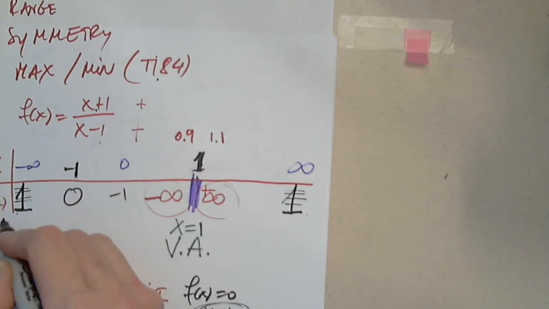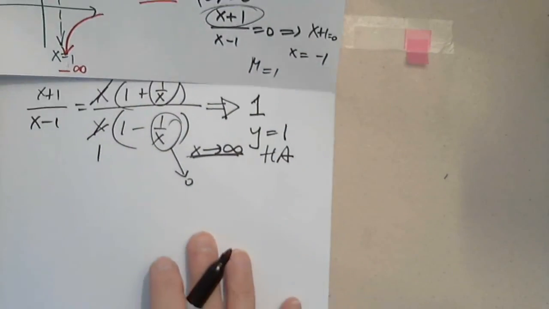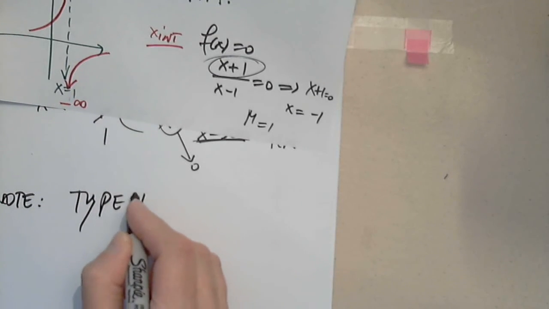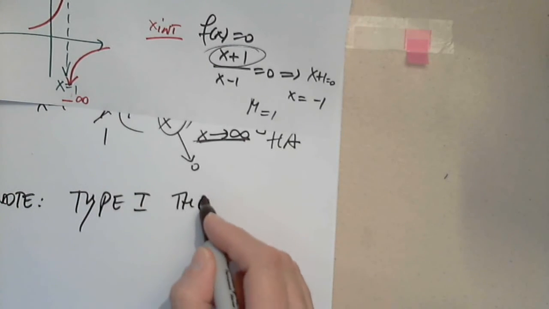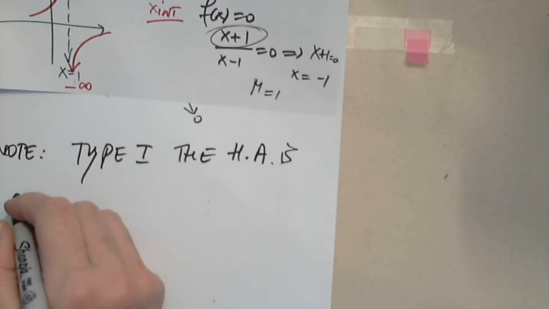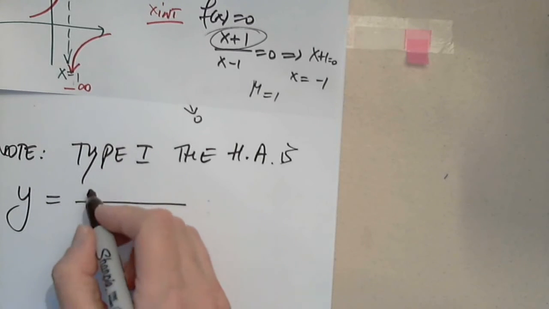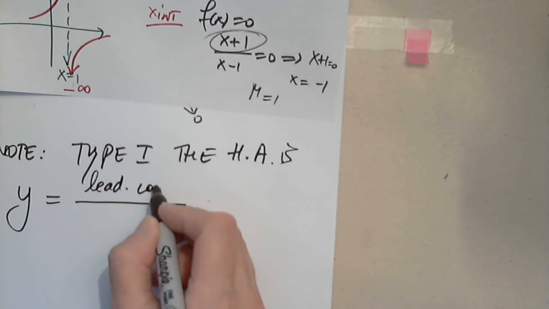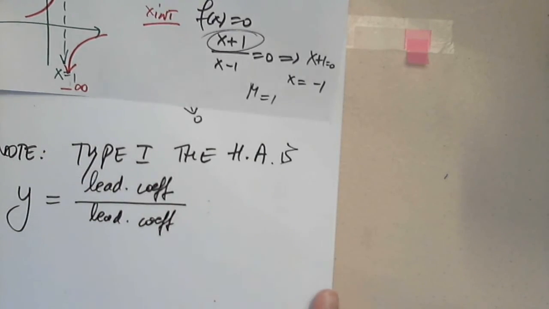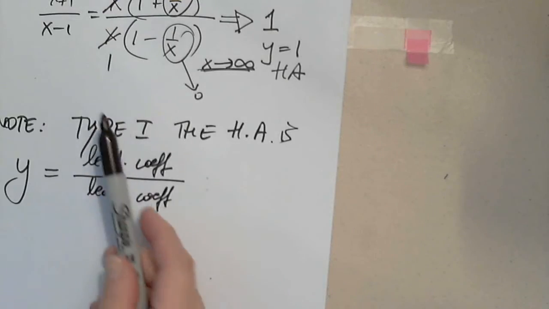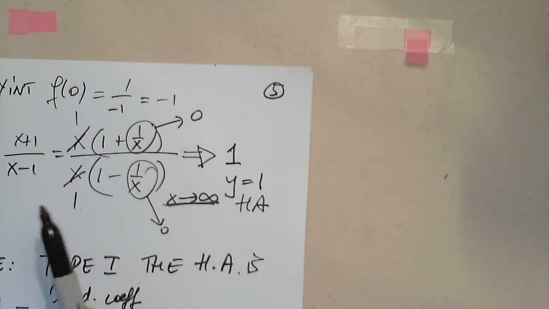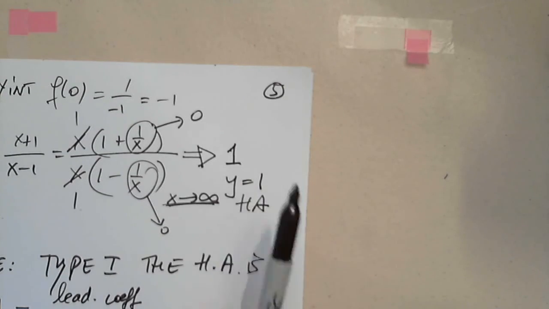And here's the shortcut. So here's the note. For type 1, the horizontal asymptote is y equals leading coefficient over leading coefficient. So you don't have to do it like this. I'm not going to ask you to do this at all, ever. I just want you to see how we get 1.